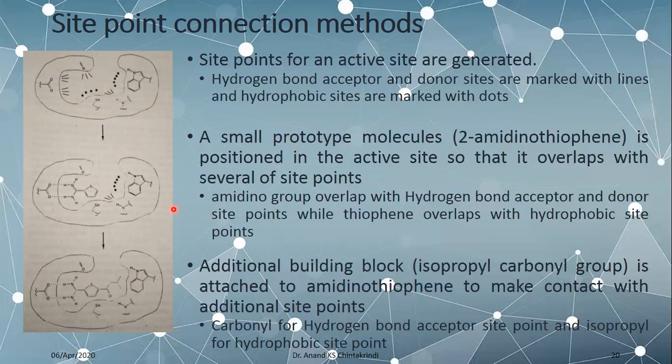Now, as the method progresses, additional building blocks are added. Say an isopropyl carbonyl group is attached to the amidine to make contact with the additional site points. So you have a carbonyl group which can act as a hydrogen bond acceptor, and it is overlapping with the hydrogen bond acceptor site points, so that it can make a suitable interaction with the amine group here.